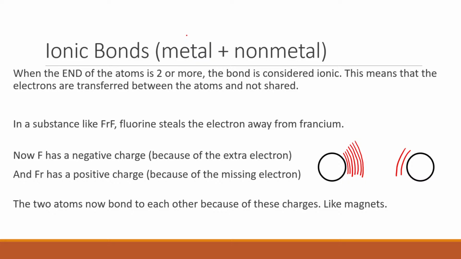Metals are almost exclusively very low electronegativities, and nonmetals are almost exclusively very high electronegativities. And that combination of one very weak pull and one very strong pull almost always results in the transfer of electrons, the nonmetal taking the electron away from the metal.